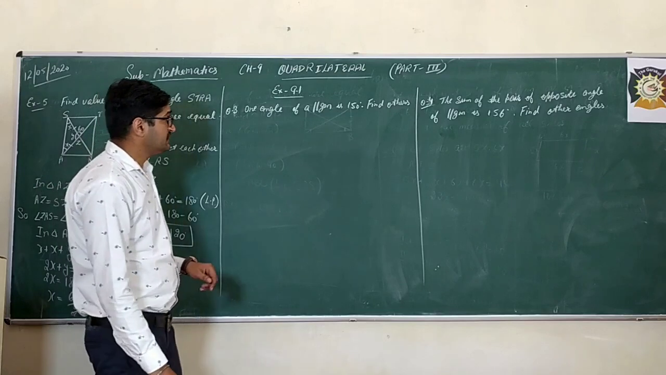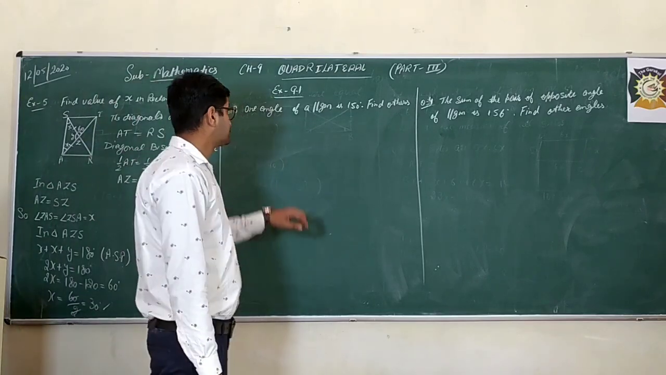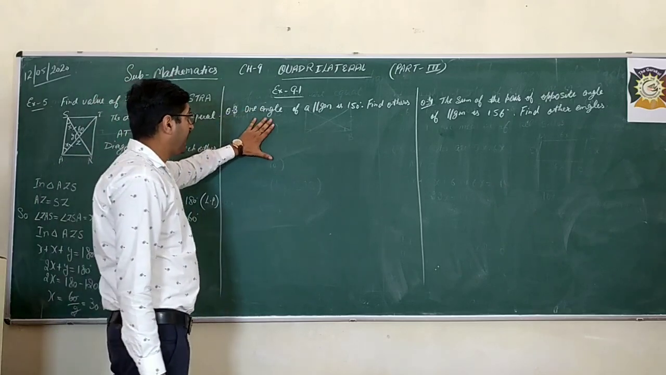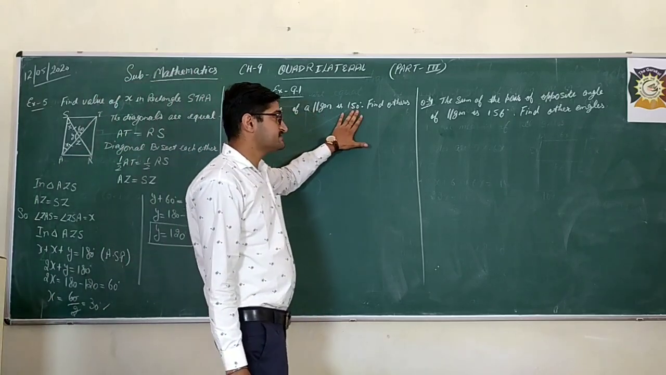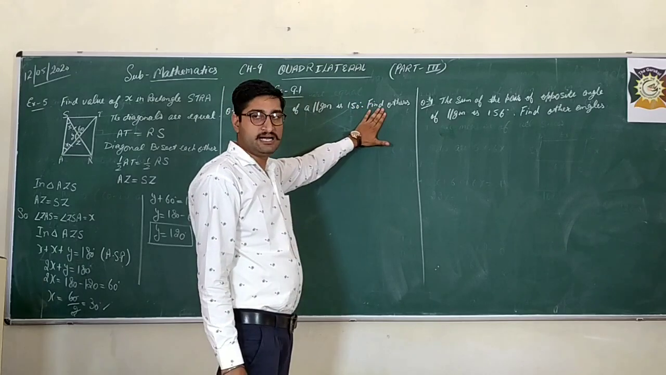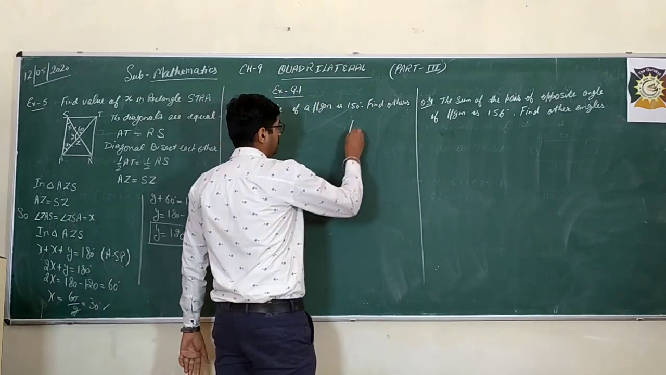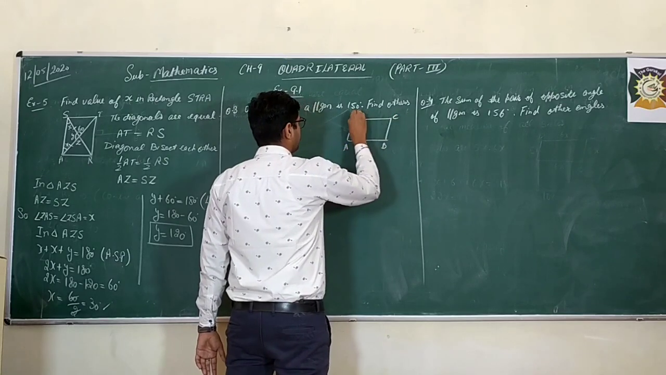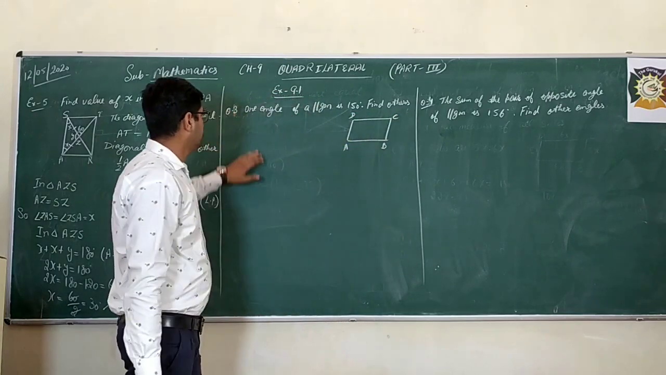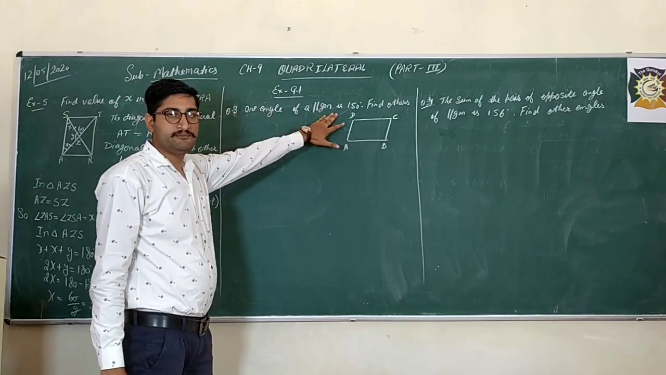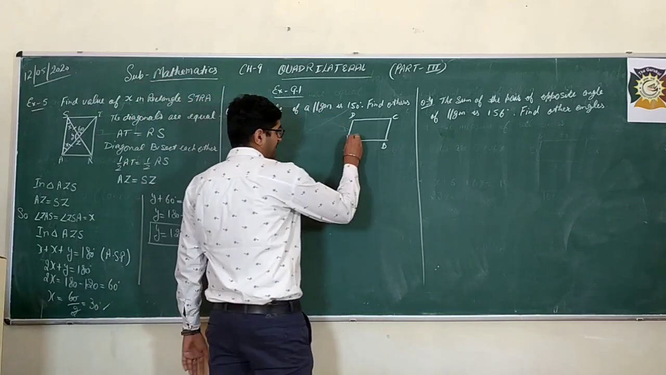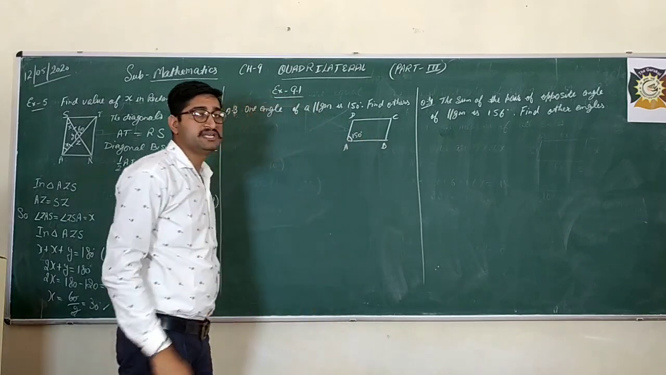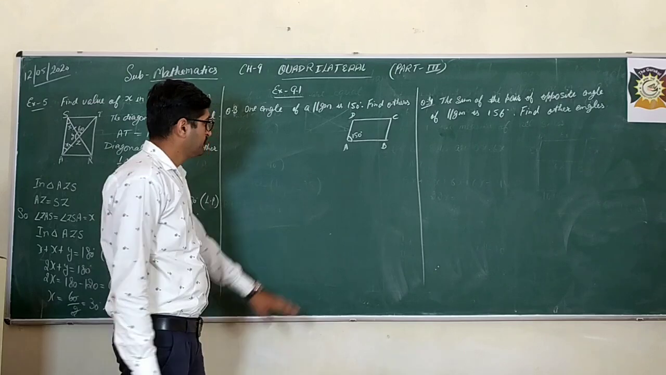Now let's take some questions from the exercise 9.1. This is question number 3. One angle of a parallelogram is 150 degrees, then find the other angles. Now draw a parallelogram. This is parallelogram ABCD, and it's given that one angle of a parallelogram is 150 degrees. So let's take this as 150 degrees. Any angle can be 150.